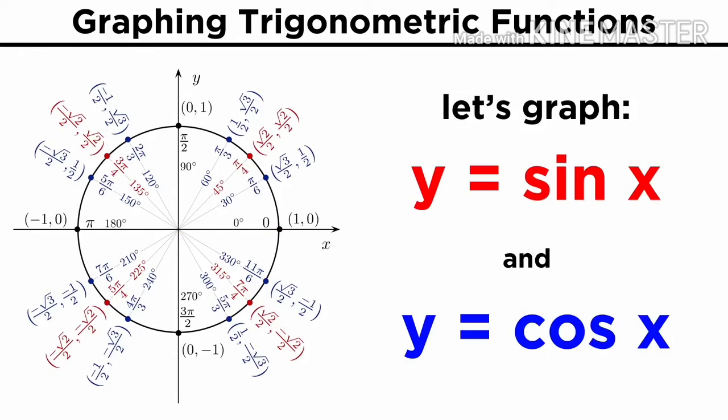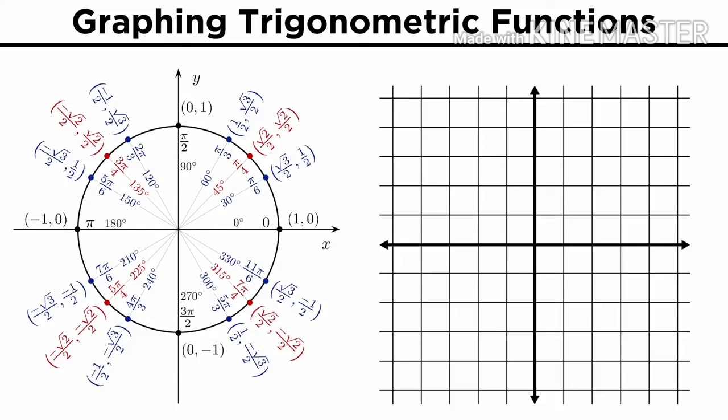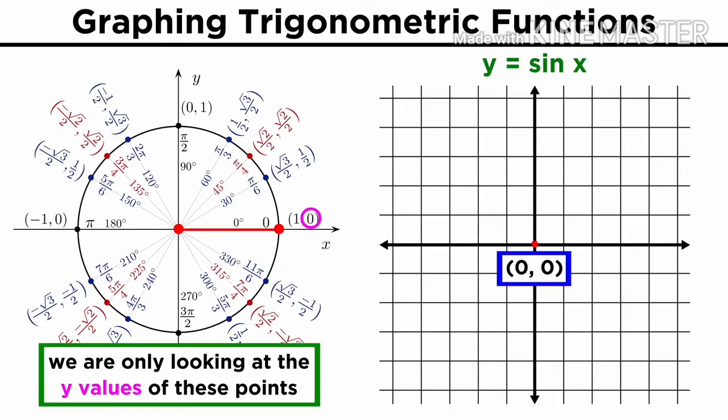Let's go ahead and graph the sine and cosine functions now so we can see exactly what they look like. Let's bring up the coordinate plane and also the unit circle. Looking at the y coordinates of these points, we can start to plot the graph of y equals sine x, going in multiples of pi over 6.